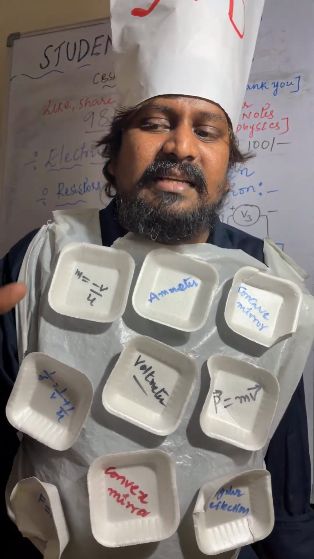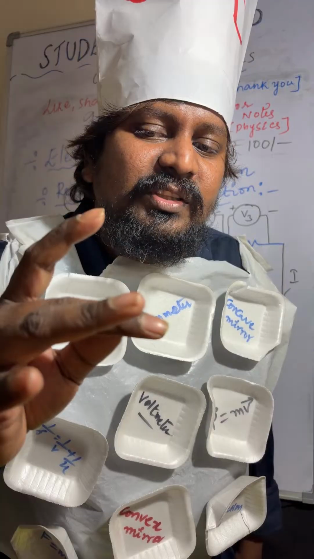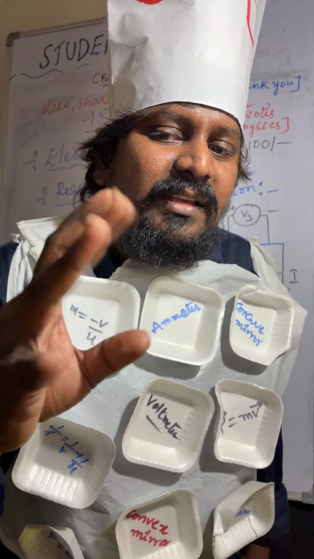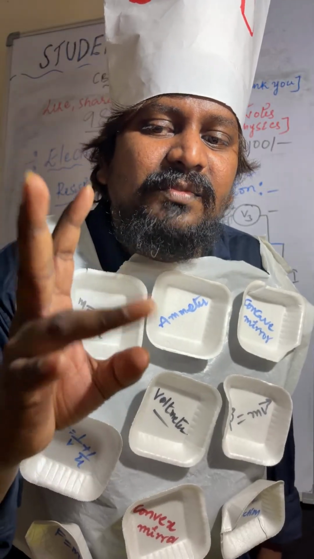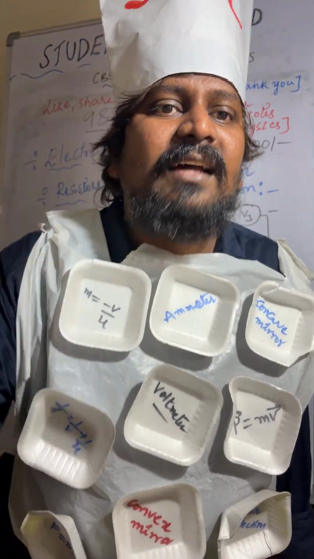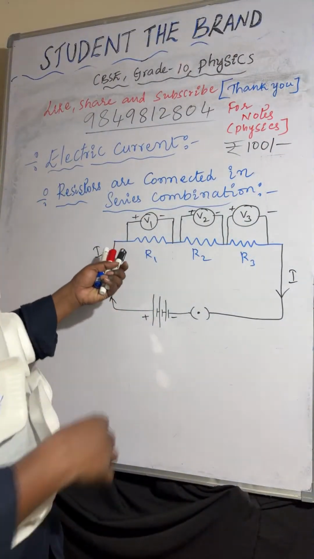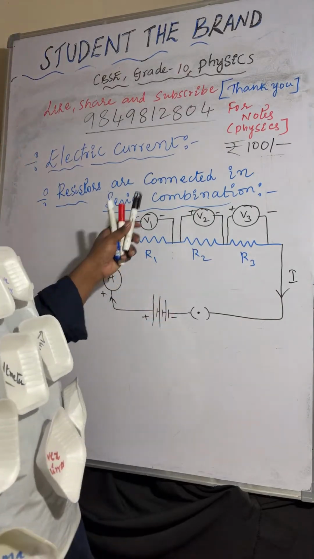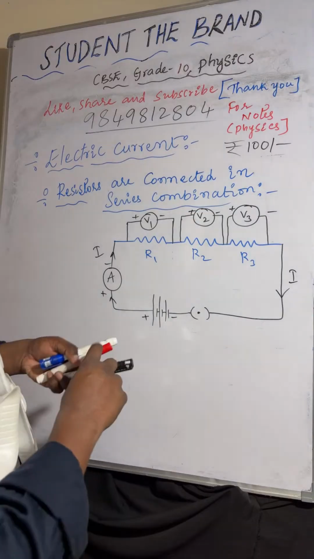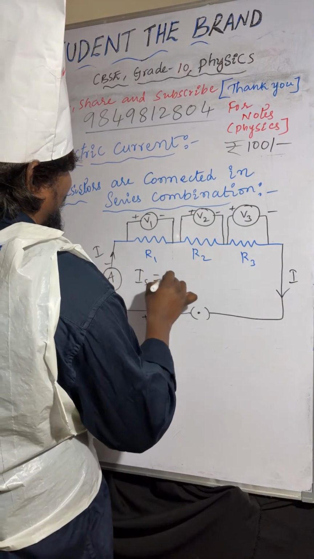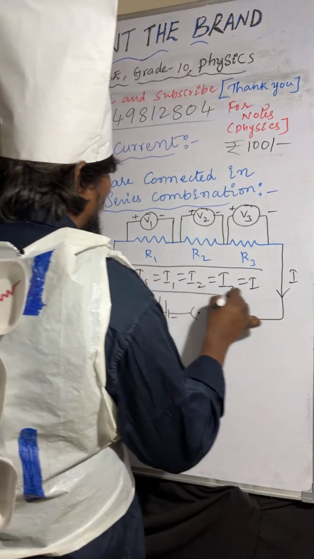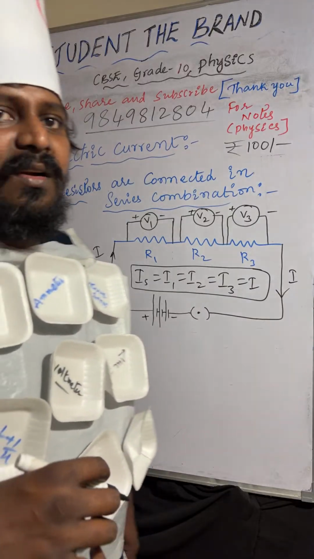Potential difference is different because the three resistors R1, R2, R3 are different. That's why V1, V2, V3 are different: V1 across R1, V2 across R2, V3 across R3. Now you can observe here R1, R2, R3, V1, V2, V3. Current is passing in the circuit. Now, I1 is equal to I2 equal to I3 equal to I.